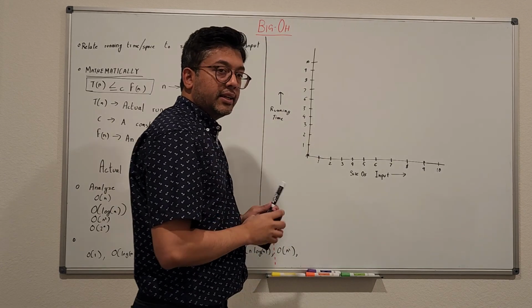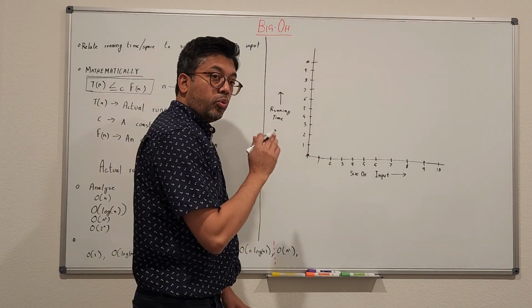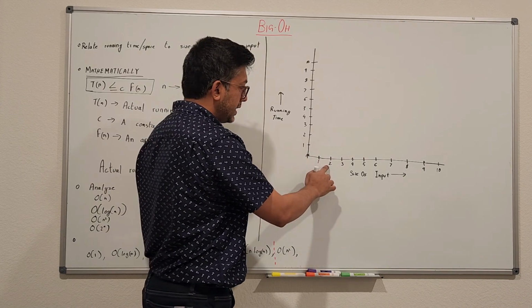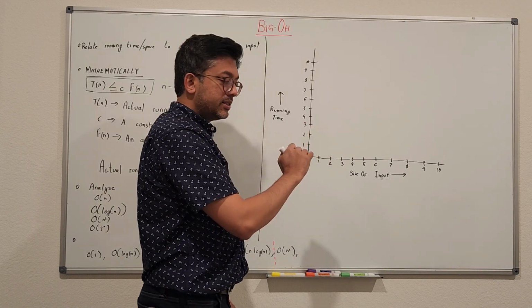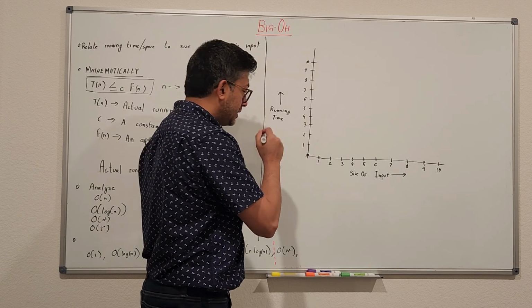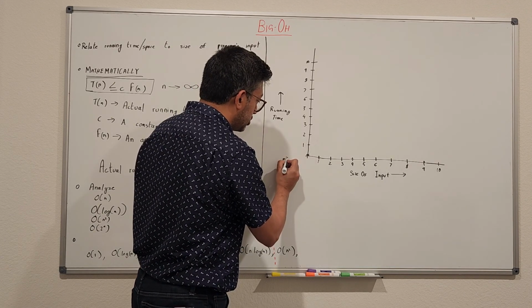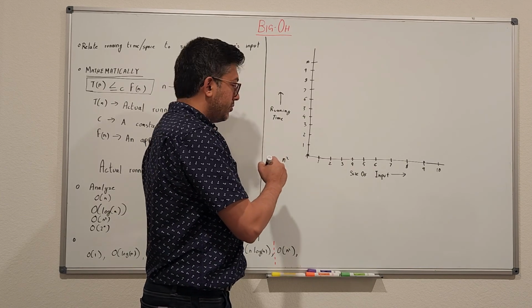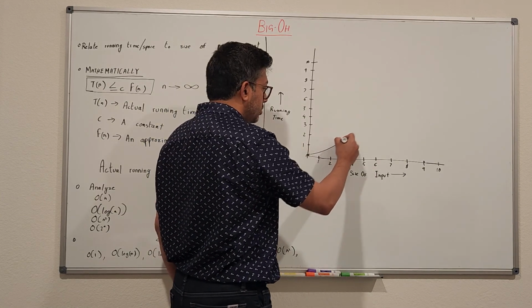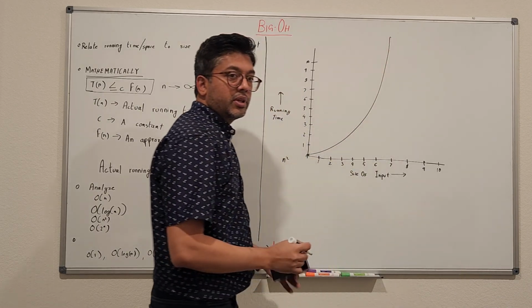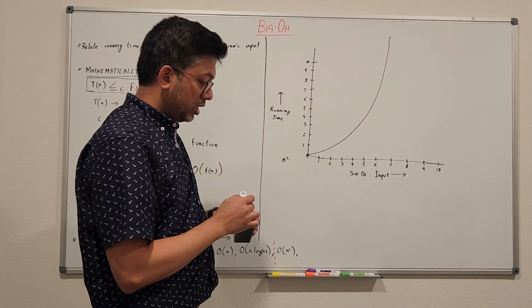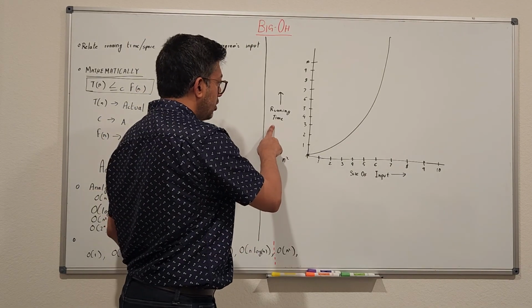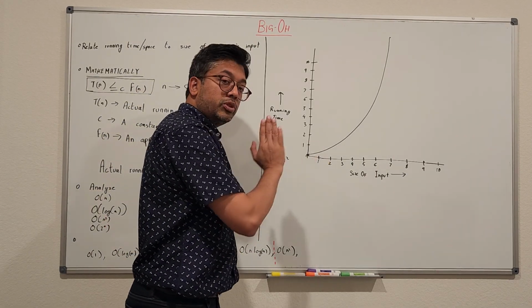Suppose I have another algorithm where for input size 1, it takes 1 second. For input size 2, it takes 4 seconds. Size 3, 9 seconds. So basically n square, where n is the size of the input. If you plot a graph of this, your graph will look something like this. So this is called a quadratic algorithm. So mainly what you're trying to see is how does the running time change as your input size keeps increasing.